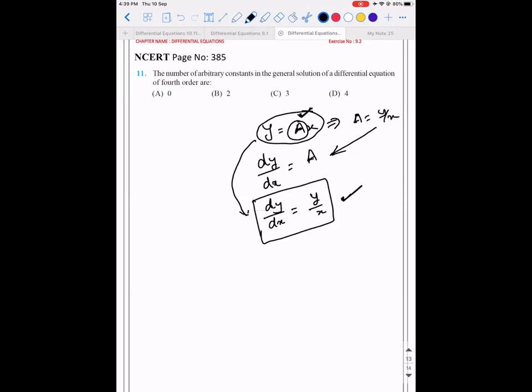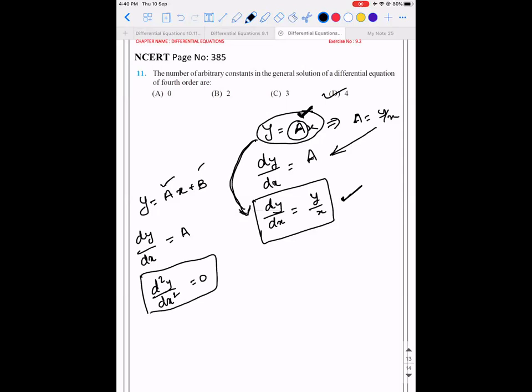So tell me what will be the answer? Sir, I didn't understand. The number of arbitrary constants in the question is equal to the order. That is what I'm trying to say. So for example, you have y is equal to ax plus b. How many arbitrary constants do you have? So if you do dy by dx, what will you have? You will have a. Then what is d square y by dx square? That will be 0. So when you frame a differential equation, you need to eliminate the arbitrary constants that are there in the given function.